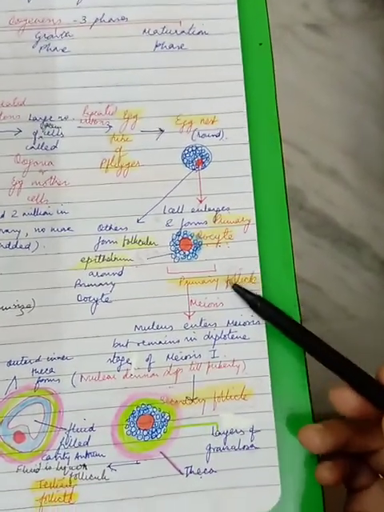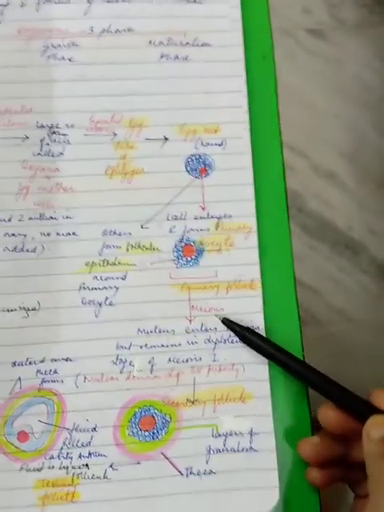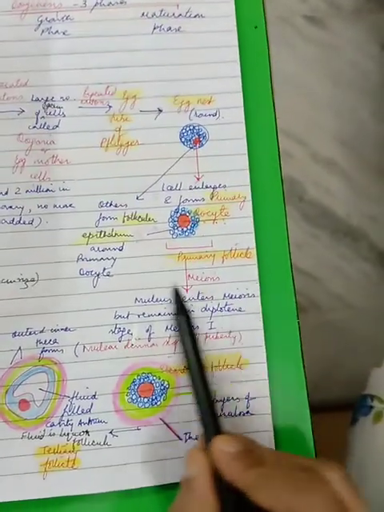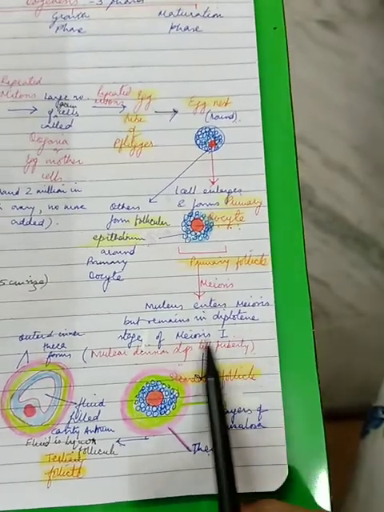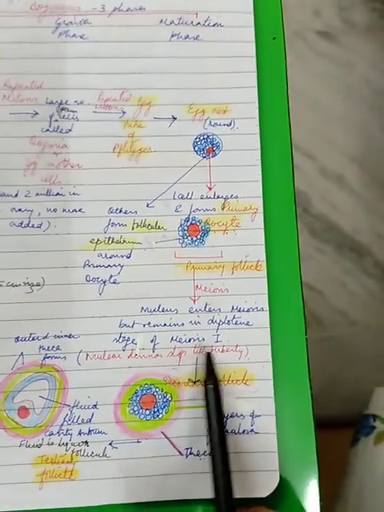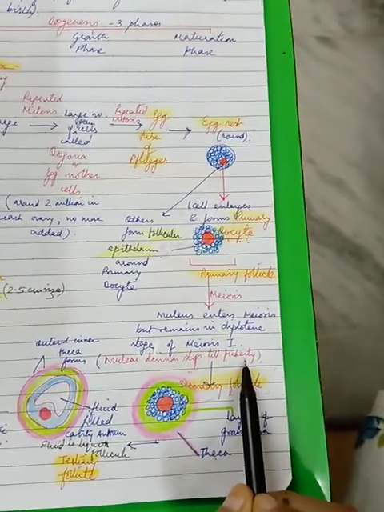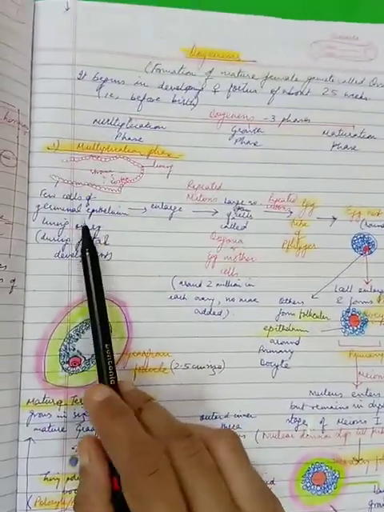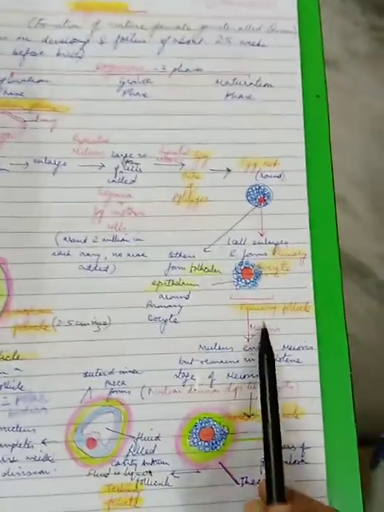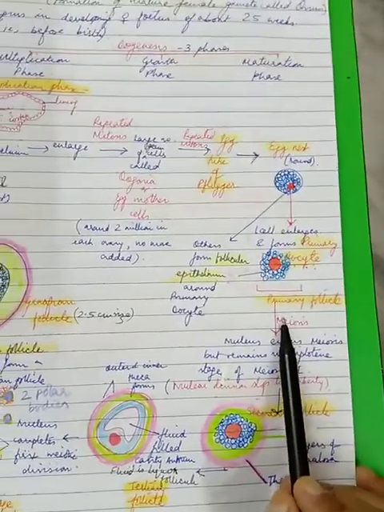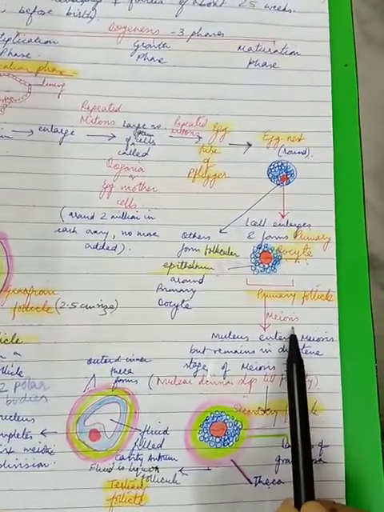The nucleus of primary follicle undergoes meiosis, right, but remains in the diplotene stage. That means it's an incomplete meiosis and it remains here till the child reaches puberty. See, all this started when the child is in the mother's womb, but the egg remains in this stage till the age of some 11 to 12 years at puberty.